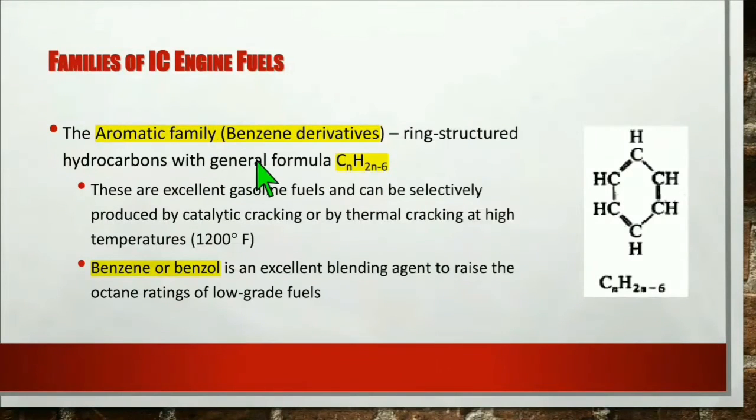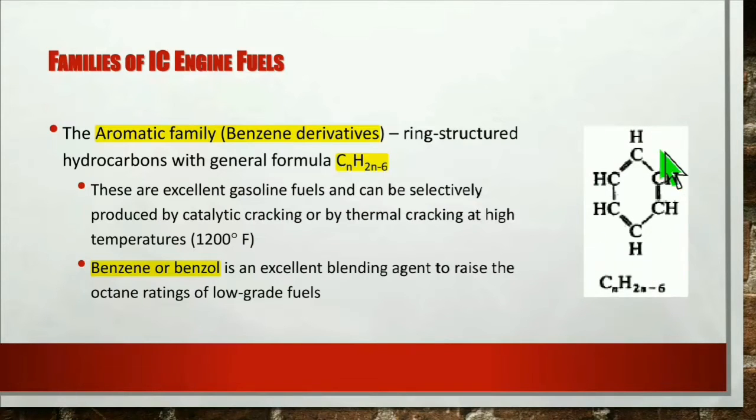Next one, benzene. The aromatic family, benzene derivatives, ring structured hydrocarbons with general formula CnH2n-6. This is the chain reaction of this aromatic family, and the formula is CnH2n-6. You can see here there are 6 carbon and 6 hydrogen, because when n is 6, C6, and H is 2 into 6, that means 12, minus 6, that means 6, that means C6H6, and this is the chain reaction of C6H6, which is benzene.